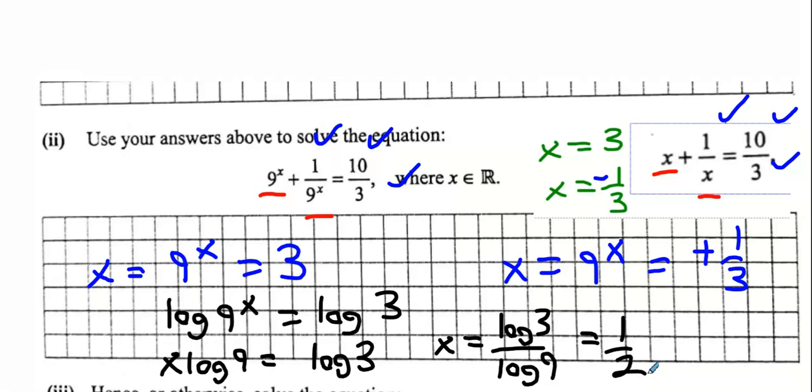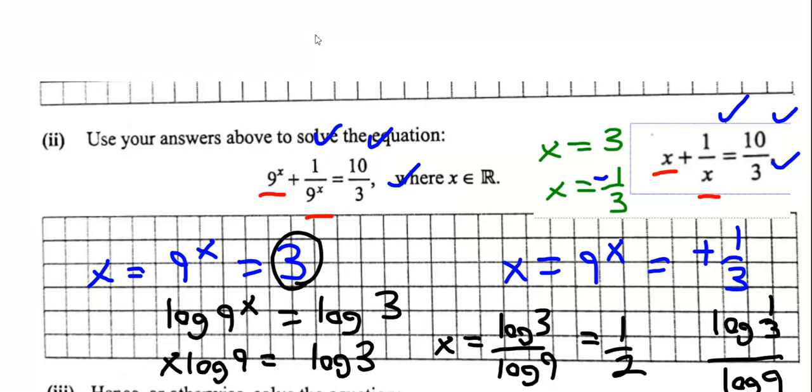There's another quicker way of doing it. Anybody know the quicker way? I'll show you another way of doing it. So that's the log way of doing it, which will work for both of them. In fact, the second question, instead of 3, what do you have instead of 3? So it'd actually be log 1/3 divided by log 9. What's log 1/3 divided by log 9? Minus a half, is it? Okay. So you can get both answers that way.